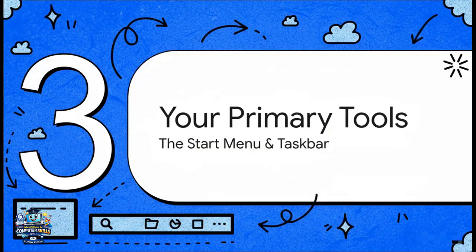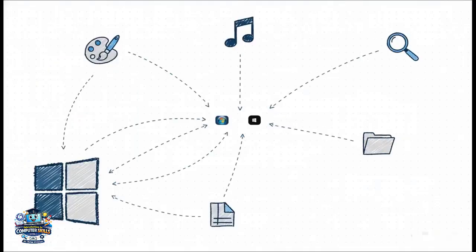Okay, so you've got your workspace. You know what the icons are for. Now let's talk about the two most important tools you're going to use to find and manage everything else on your computer. If you look way down in the bottom left corner of your screen, you'll see the Start button. This little guy is the gateway to every single program you have installed. If you can't find an icon for something on your desktop, this is the first place you should look.